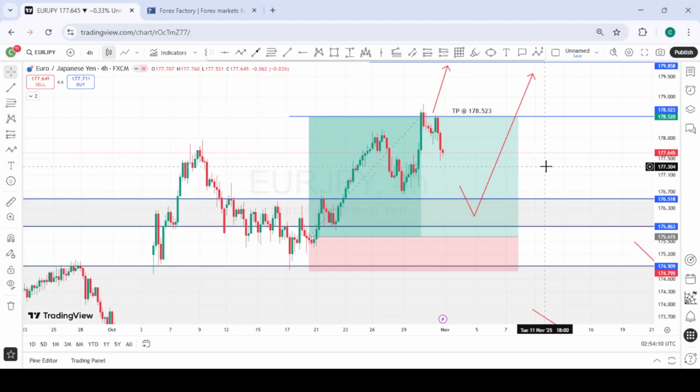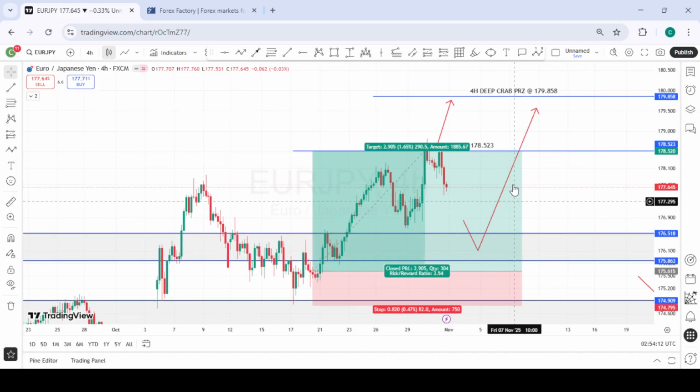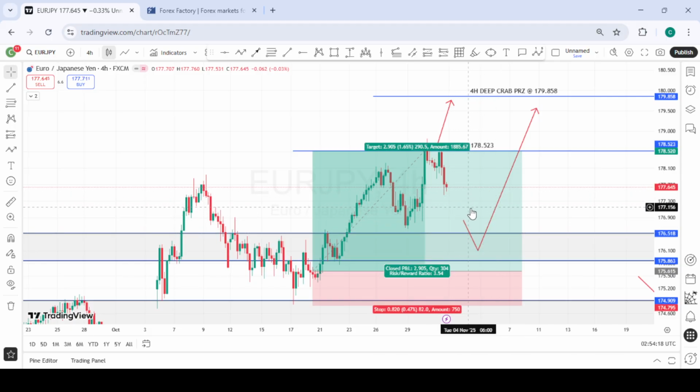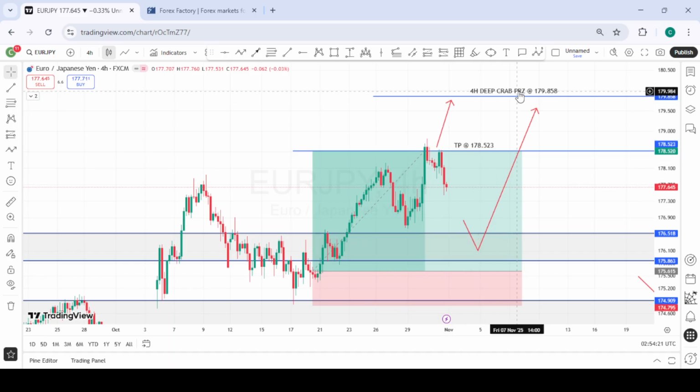But for the coming week, should we get any reversals or any bullish confirmations within this area, we can look for this buying opportunity from here to continue this buy to hit this deep crab PRZ we have above.